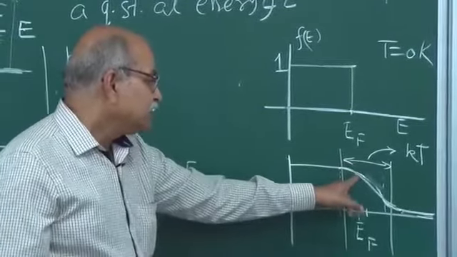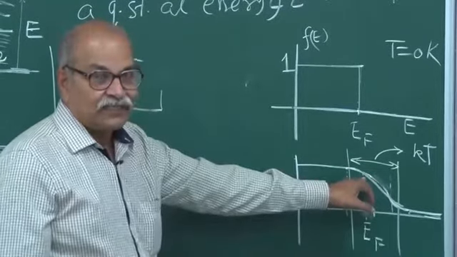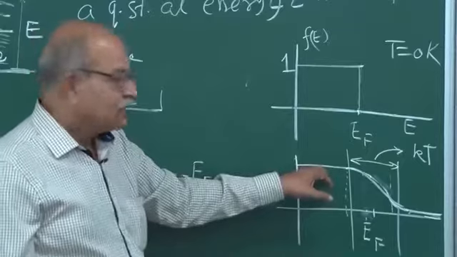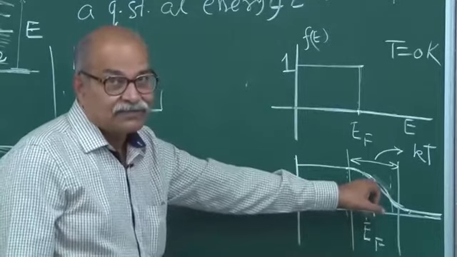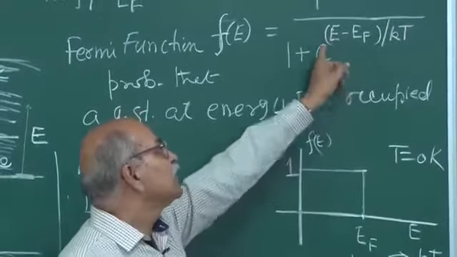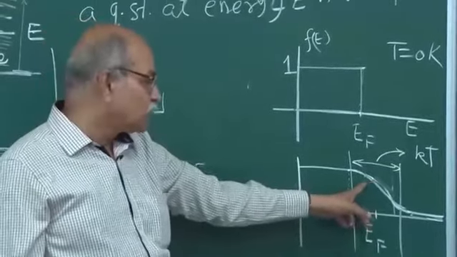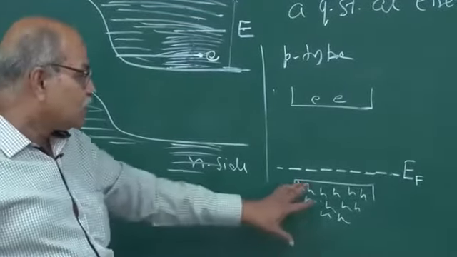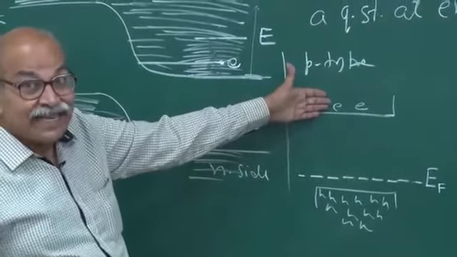The probability that there is an electron is less than 1, and therefore there is a probability that a hole will be there. If you are here, that probability is very small, but if you are here, there is some probability. If you are right at EF, the probability is half. Right at EF, if you put E equal to EF, then you get e to the power 0, which is 1, so 1 by 2. If you are close to it, the probability is not half, but still a sizable probability. So lots of holes are here, and very few electrons are there, even fewer than in the intrinsic case.